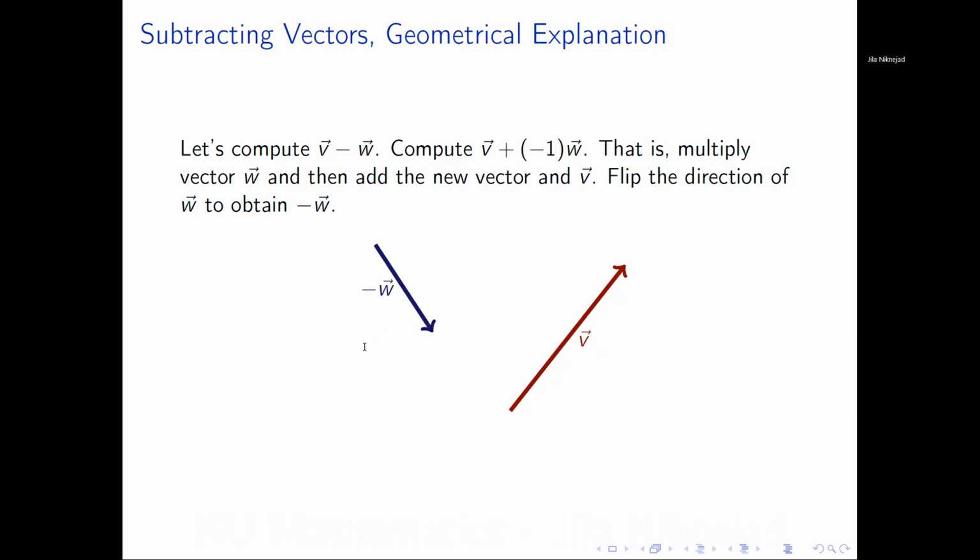So here's changing direction. This becomes negative w. And again, I match one terminal point to one initial point, and I get v minus w.